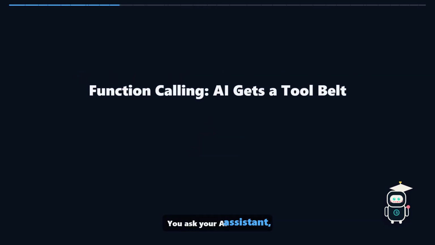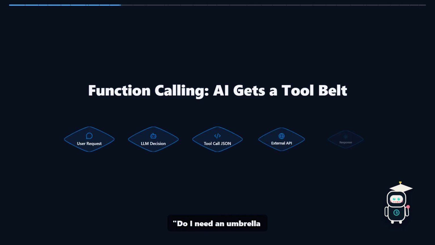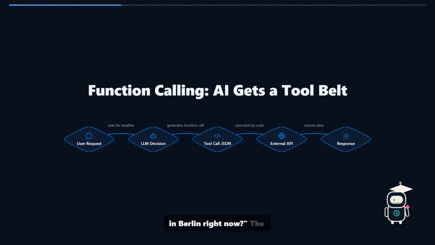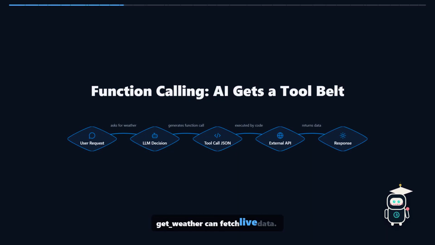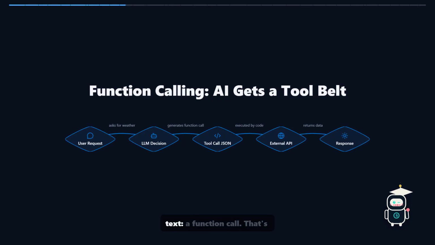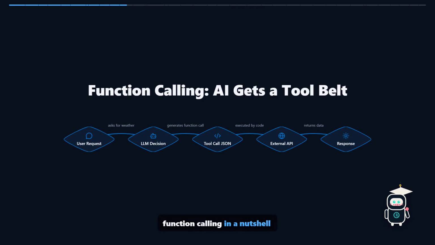You ask your AI assistant, "Do I need an umbrella in Berlin right now?" The model has no idea. It can't see outside. But it knows a function called getWeather can fetch live data. So instead of guessing, it outputs a structured block of text, a function call. That's function calling in a nutshell.